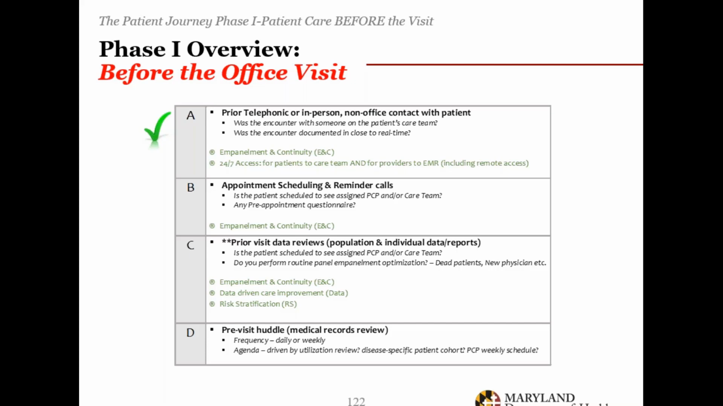And 24/7 access, that's also a requirement. So the fact that you're able to have access to the patient information at the time you need to and be able to document, that touches on that.